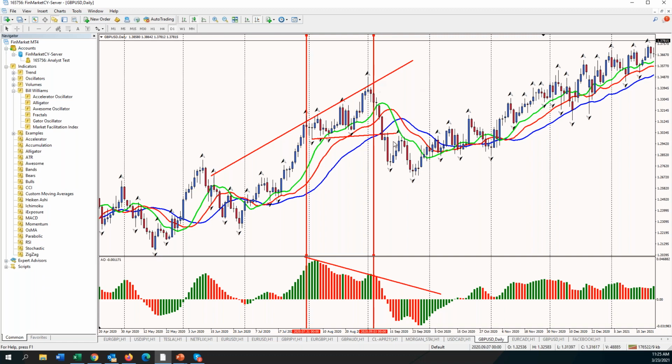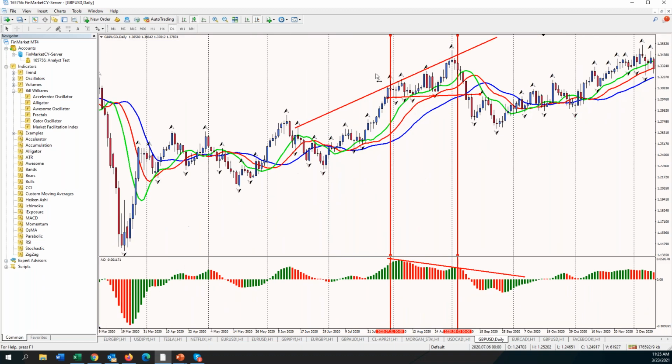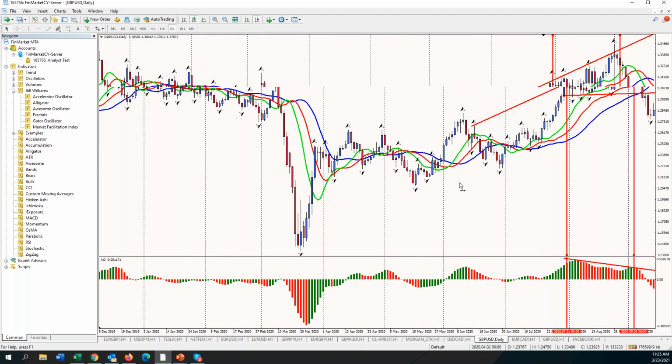Doesn't mean that the divergence is going to hold forever, but it's an indication, at least according to Bill Williams, that is something that you should be watching. Okay, so that's an application with the awesome oscillator that can be, I think, helpful for you to understand.